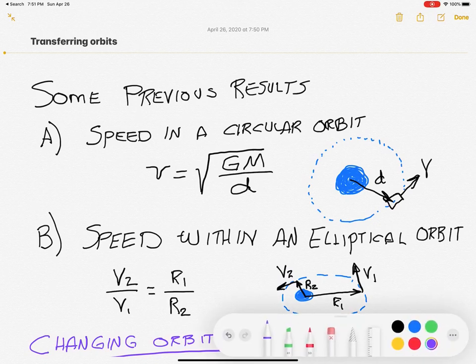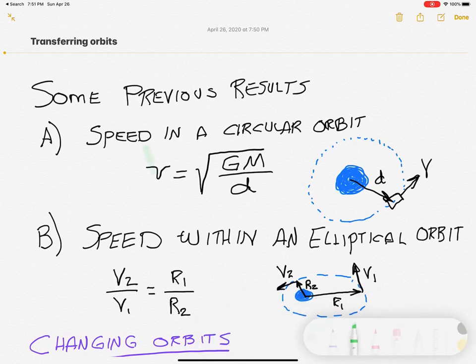So we learned by applying Newton's second law of motion, F equals ma, we put in the centripetal acceleration, we put in the gravitational force, and we found that your velocity in orbit depends upon big G, the mass of the object, and the distance you are from that object, all under a square root.